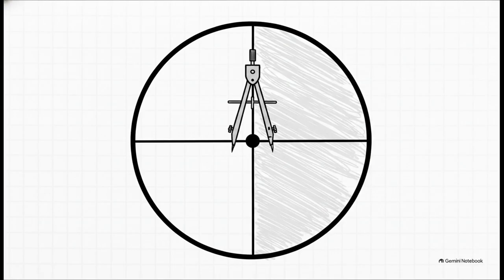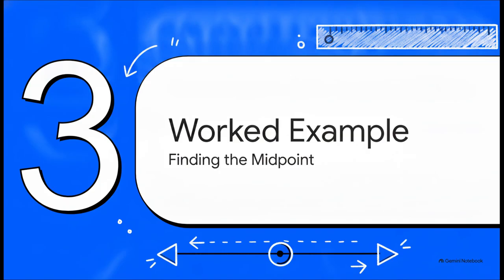And that diameter perfectly cuts the circle into 2 equal semicircles. Moving right along to Section 3, Worked Example, Segments, Finding the Midpoint. Let's see how we apply this one-dimensional logic in practice.